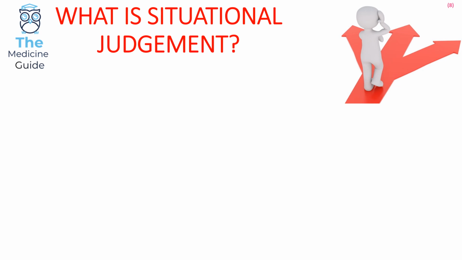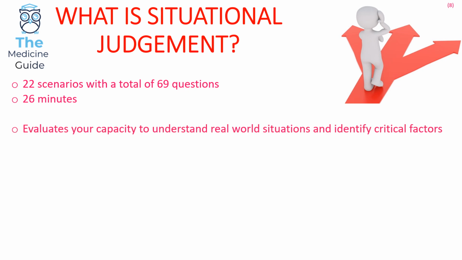So situational judgement focuses, like I said previously, upon ethics and professionalism. So you'll have 22 scenarios with a total of 69 questions, and students will have 26 minutes to complete this. So it's about understanding your ability to reflect on real-world situations and identify key factors. You might be asked about whether or not the behaviour that was performed in that particular scenario was appropriate in dealing with the situation.